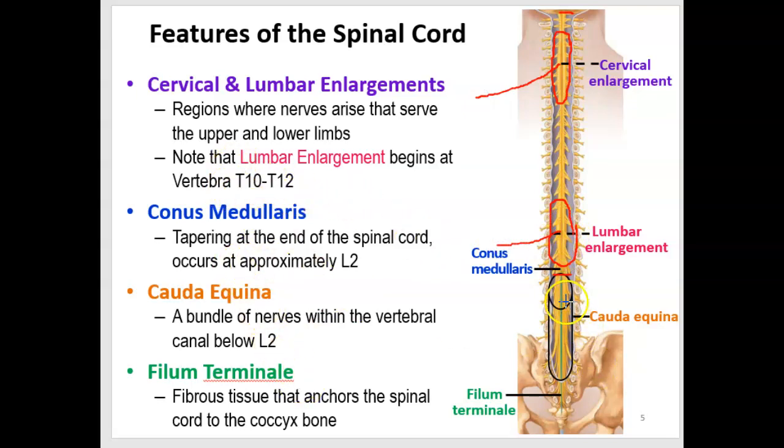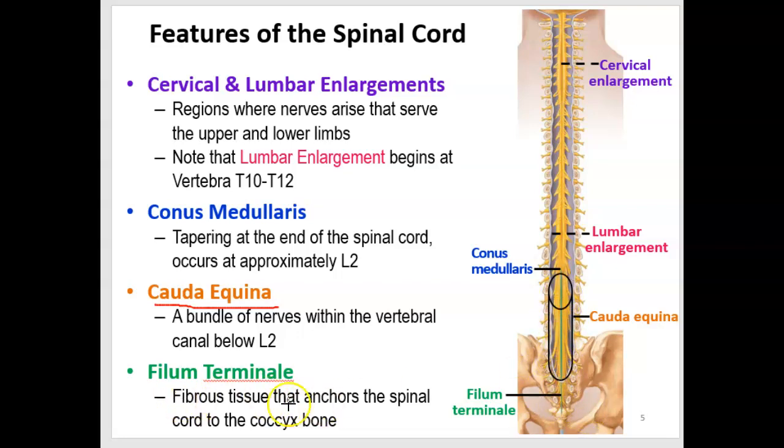The conus medullaris is the very end of the spinal cord. It's a taper. It comes to a point, and that tip or end is called the conus medullaris. And then I've already mentioned the cauda equina, contained within the vertebral canal, still covered by the meninges, below L2.